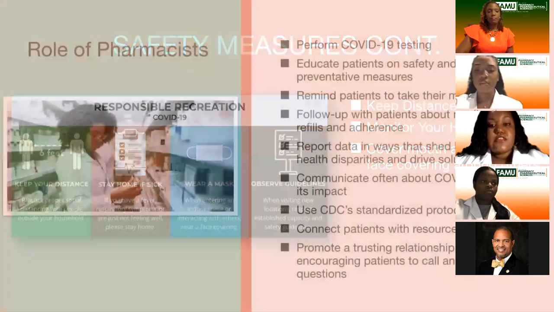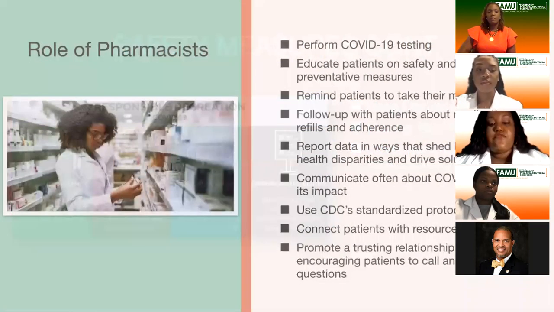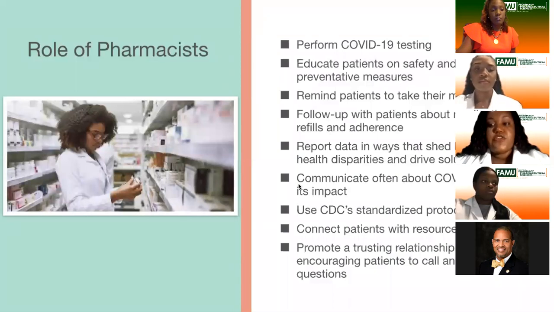Since we have discussed what everyone can do to make it more safe and prevent the spread of COVID-19, let's look a little more into different roles of healthcare providers in the community in preventing and reducing the incidence of severe cases of COVID in the African American community. Some of the tasks that pharmacists can do are perform COVID-19 testing. Also, pharmacists can educate patients on safety and preventative measures as mentioned previously. Pharmacists can also connect patients with resources, and lastly, promote a trusting relationship by encouraging patients to call and ask questions.